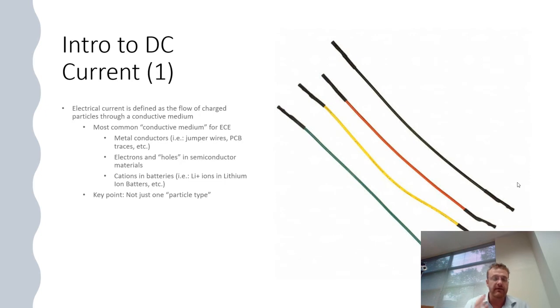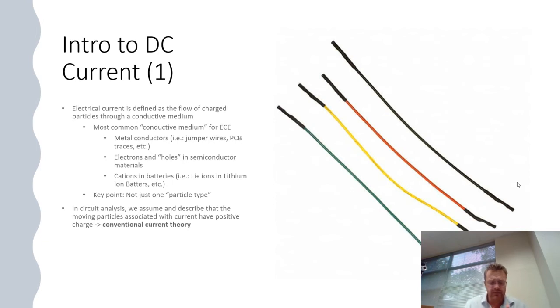Current is nothing more than the flow of charged particles through some conductive medium. However, in order to have a consistent way of modeling, whenever we're analyzing the simple circuits that we're going to be doing in this class, we're always going to assume that the charged particles that are moving are positive. And what that's going to allow us to do is to have a sense of intuition that the charges are always going to move from high potential to low potential.